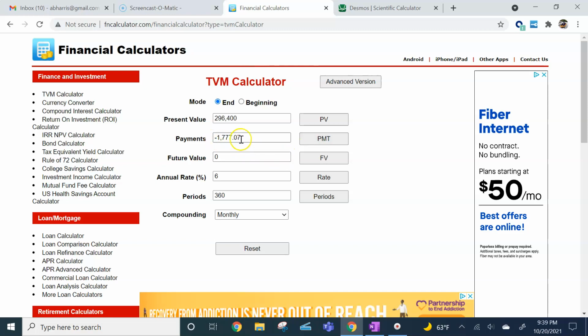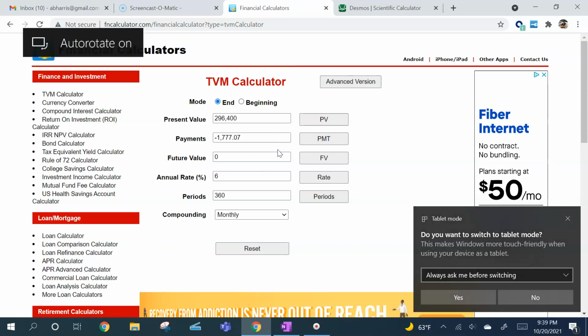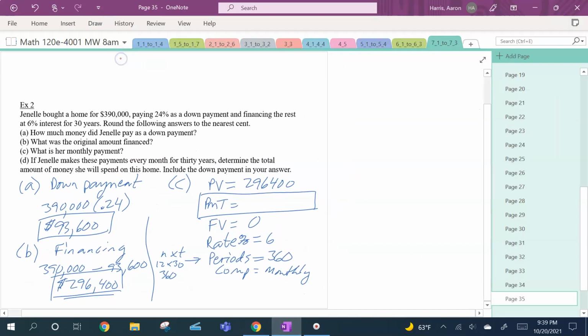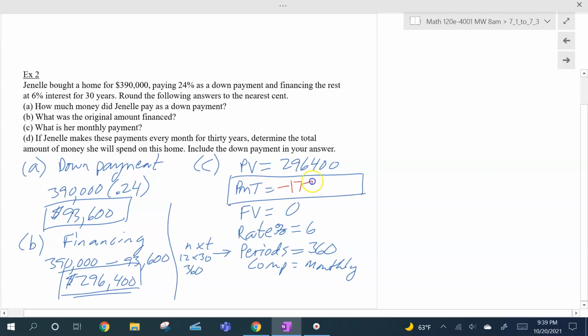1777.07. Notice the negative on that. So we're paying this much every month, 1777.07. That's the monthly payment on a $296,400 mortgage, right?